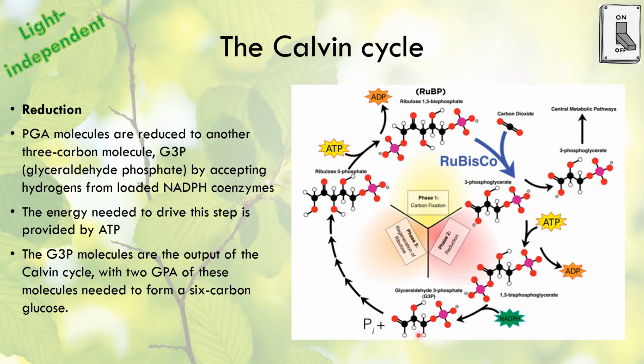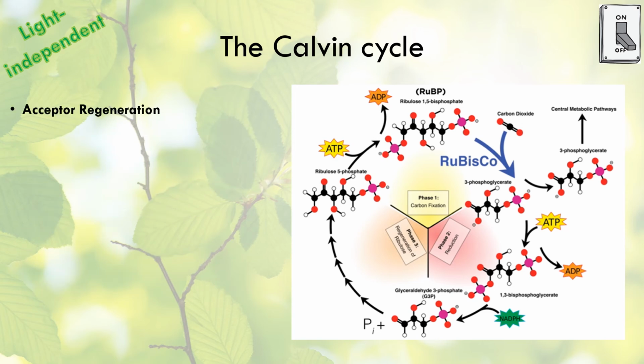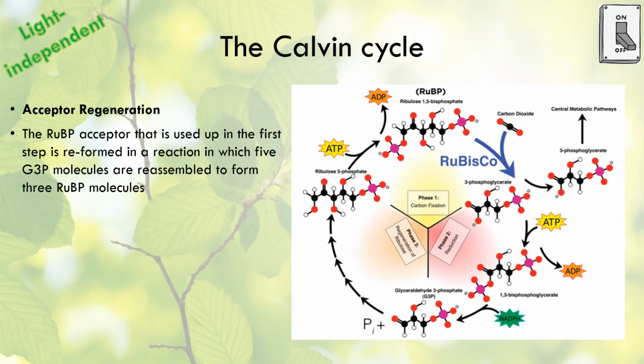We need a lot of energy to actually drive this process here. So we've got our ATP that's being involved here to actually drive this through. And our G3P molecules are the output of the Calvin cycle, with 2 of these needed to form a 6-carbon glucose.